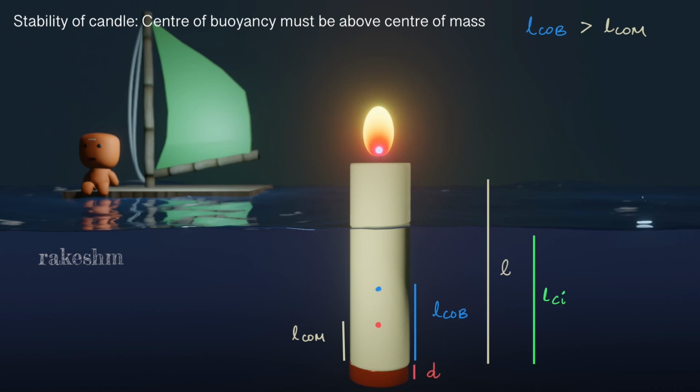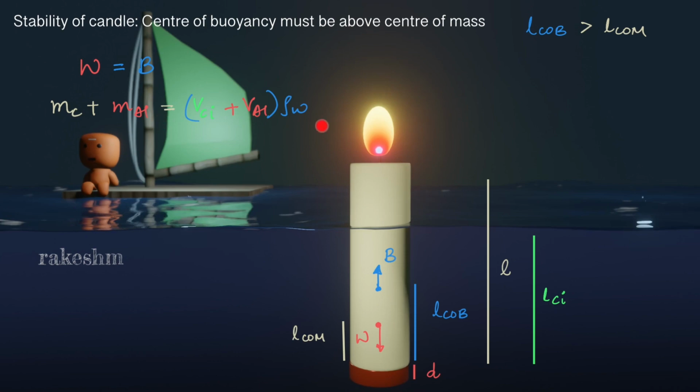Before moving forward, let us define a few terms. L is the length of the candle. LCI is the length of the candle immersed. D is the length of the aluminium cylinder. In equilibrium, the weight of the candle plus aluminium cylinder equals the buoyancy force. Total weight is the mass of candle plus mass of aluminium, equal to the volume of candle immersed plus volume of aluminium, times the density of water.